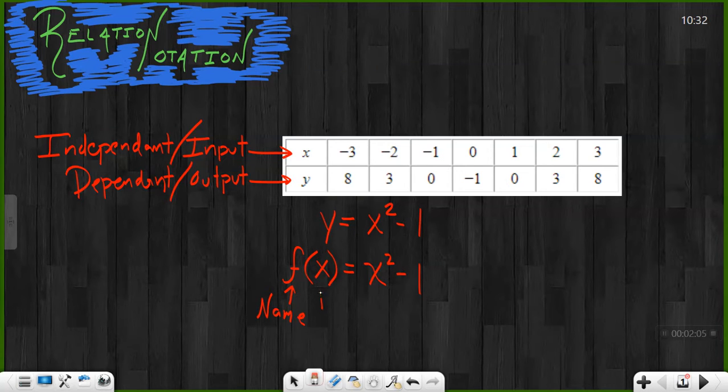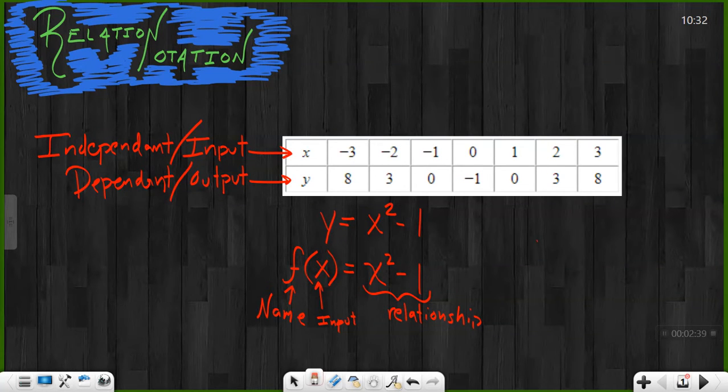The next piece, this piece right here, my x tells me my input. So my x is the input. It's telling me the value that I'm going to put into my expression here. And this is pronounced as f of x. When we see it, it's f of x. So the name is f. It's telling me what the relation is, what the input is. And then this here is the relationship itself. And the relationship is used to get my output.